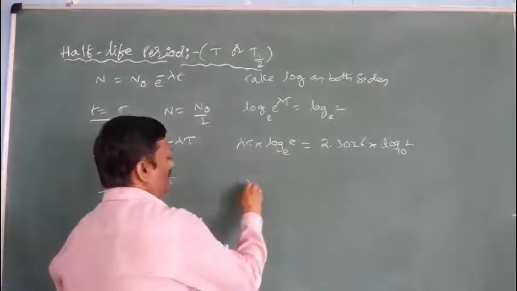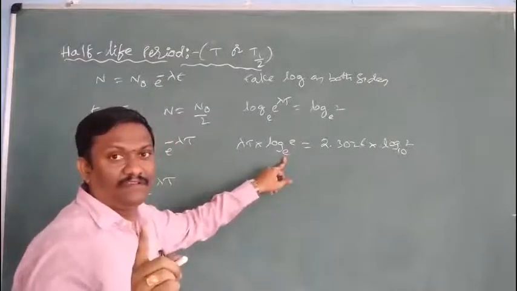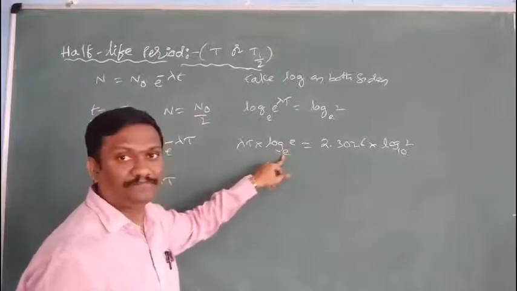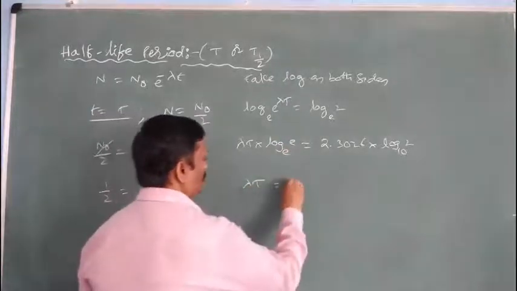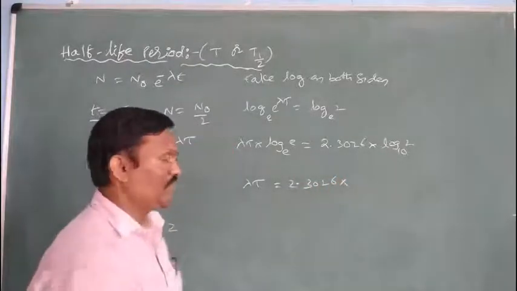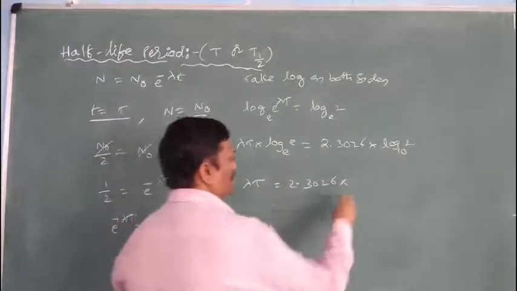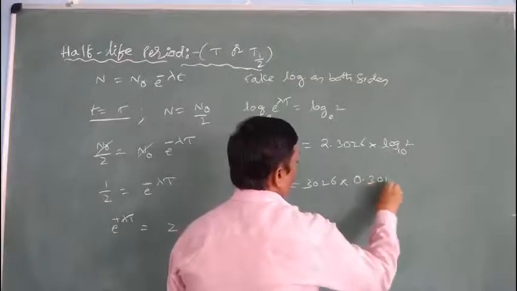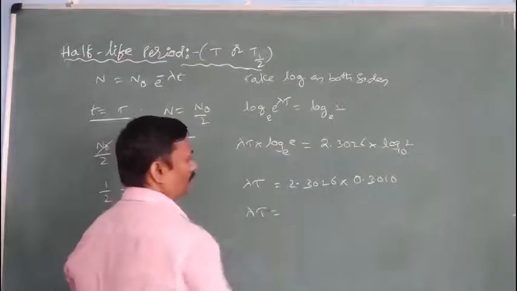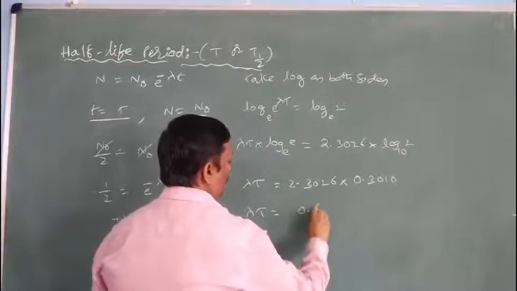On the left side, lambda T into log e base e, value 1. Log 10 base 10 value is 1; log x base x value is 1. This is equal to 2.3026 into log 2 base 10. In logarithm books we know log 2 base 10 value is 0.3010. So lambda into capital T is equal to, on the right side, 0.693.